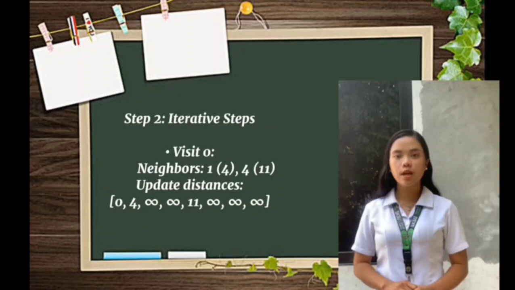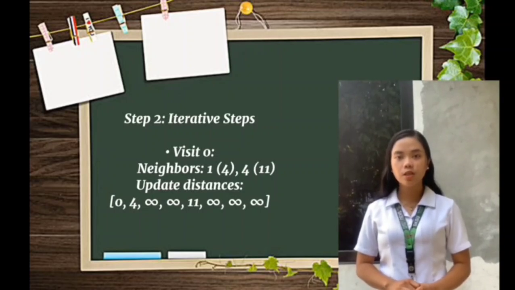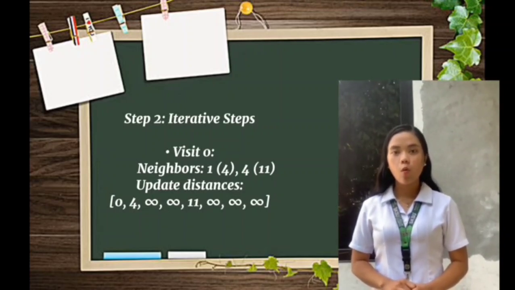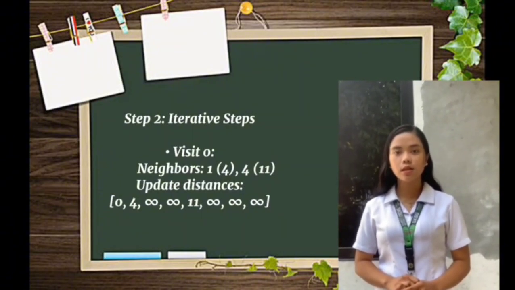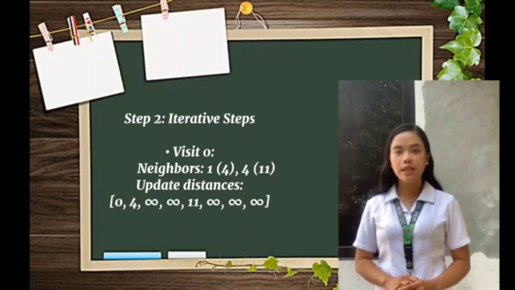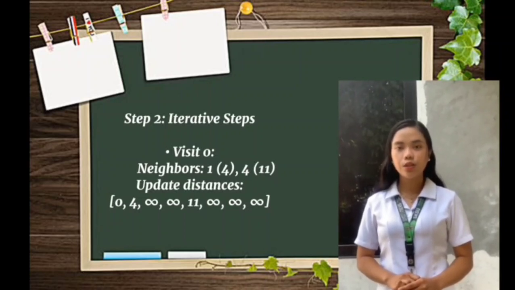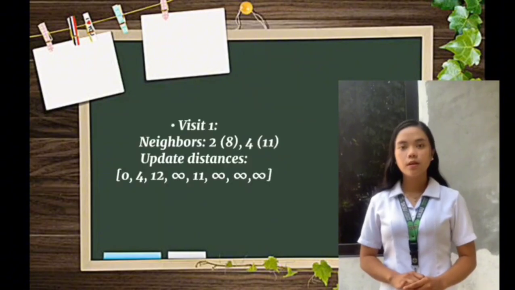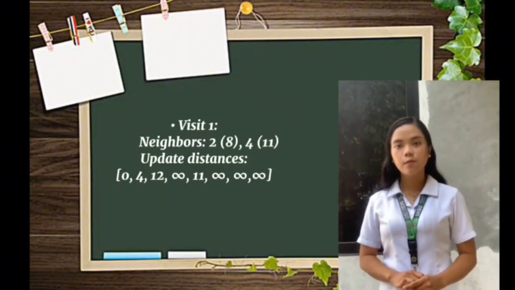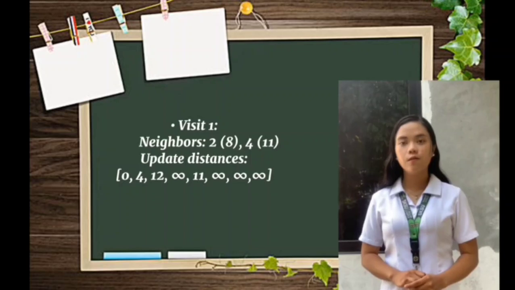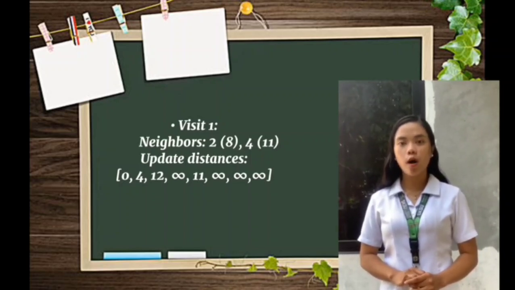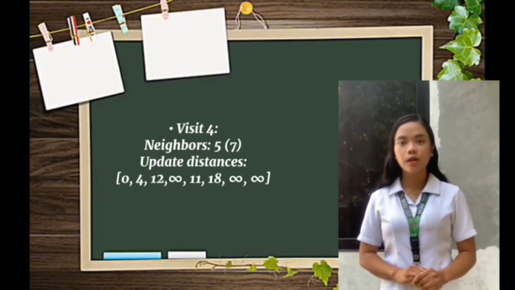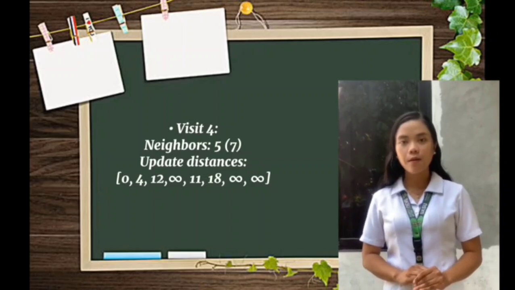Step 2 is the iterative steps. The first visit is 0. Neighbors are 1 with weight 4 and 4 with weight 11. So the updated distances are 0, 4, infinity, infinity, 11, and 3 infinities. The second visit is 1, neighbors are 2 with weight 8, and 4 with weight 11. So the updated distances are 0, 4, 12, infinity, 11, infinity, infinity, infinity. Then visit 4, whose neighbor is 5 with weight 7.